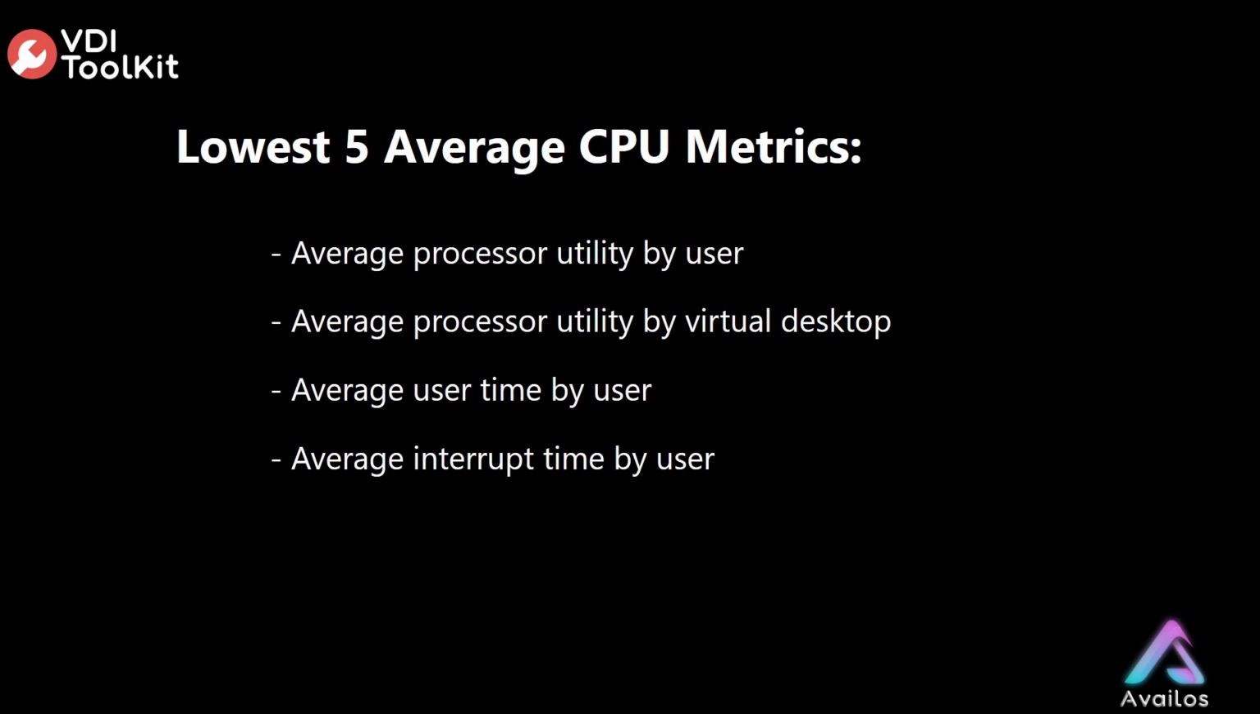Lastly, we have the lowest 5 average CPU metrics, which provide information on average processor utility by user, average processor utility by virtual desktop, average user time by user, and average interrupt time by user. This can be helpful in identifying your lowest consumers within your virtual desktop environment to use as a cross comparison or cross reference with who the highest consumers are, so you can troubleshoot and see why some users are higher consumers than others.